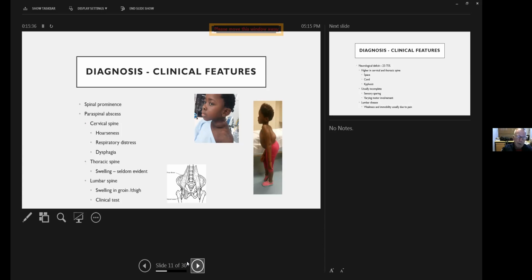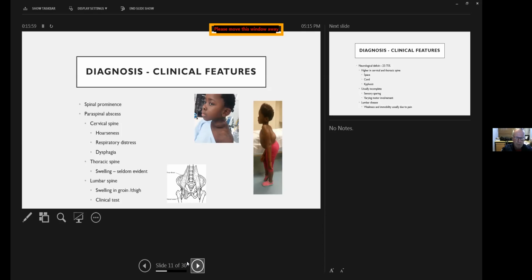In the lumbar spine, the pus decompresses into the psoas muscle, that tracks down into the groin, and you can have swelling in the groin or the thigh. And just as a clinical test for psoas abscess, it would be the patient who's comfortable with you flexing the hip, but uncomfortable with you extending the hip.